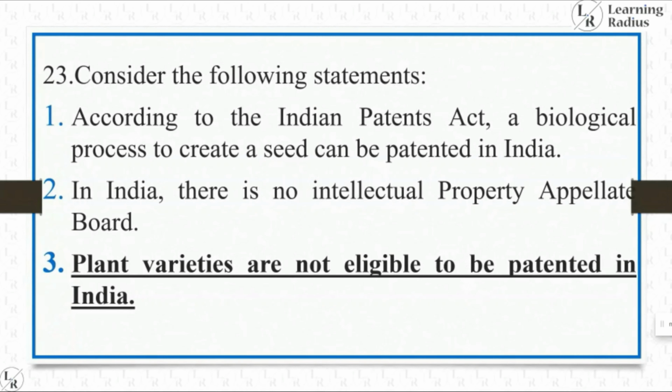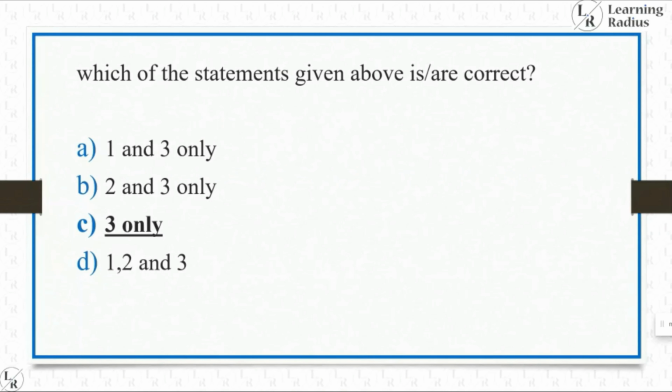Whereas the first two statements, that a biological process to create a seed can be patented in India and that there is no Intellectual Property Appellate Board in India, are wrong. Only the third statement, 3 only, is right. So the option is C. Let's come to the next question.